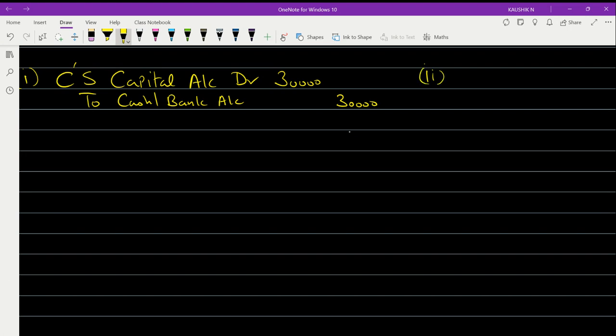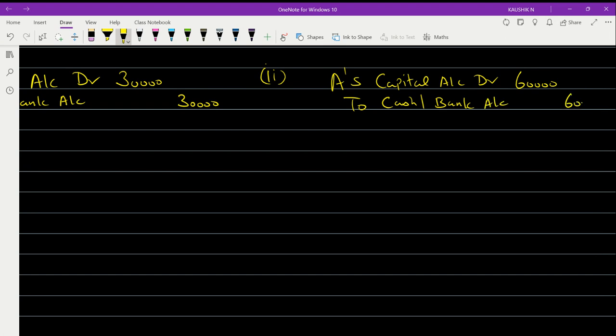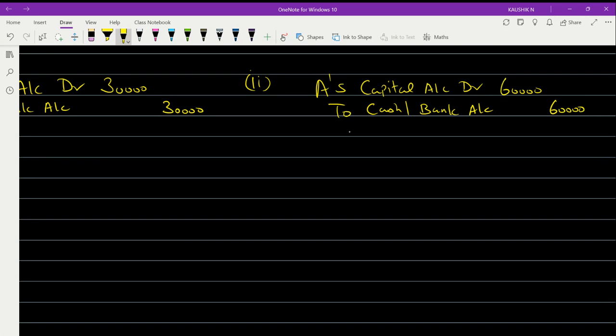Second, I have to pass it for A. A has not withdrawn completely, only a little. So the entry for the withdrawal will be the same, with only the value changing. A's capital account is debited. The value of withdrawal is 60. To cash or bank account 60. Okay, there is another segment A did not withdraw. A did not withdraw 20,000. So the entry for that: A's current account should be debited to A's capital account 20.